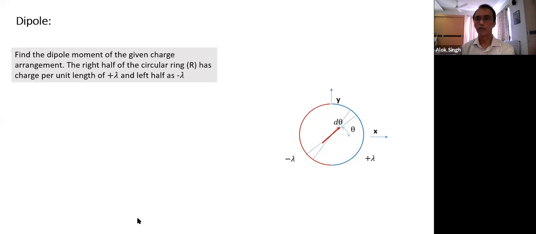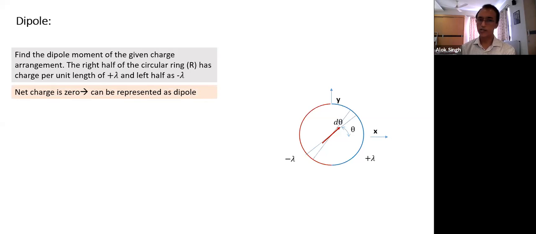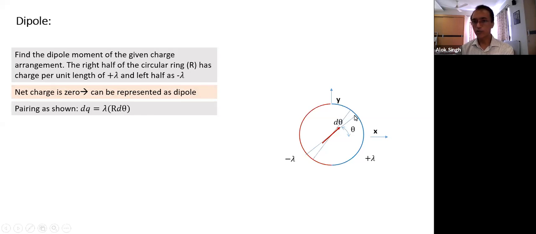Why not? The steps are what? We have taken 2 elements. Okay. Disha, what is the charge of this element? This makes an angle d theta here. It is making angular position theta, and a small element is d theta. If this angle is d theta, what charge will it carry? Can we easily find out the charge? Net charge is represented as a dipole, so pairing as shown, what is dq? dq is equal to lambda times the length of this small element. This element is r d theta, so this charge will be lambda r d theta, and the other will be minus lambda r d theta.